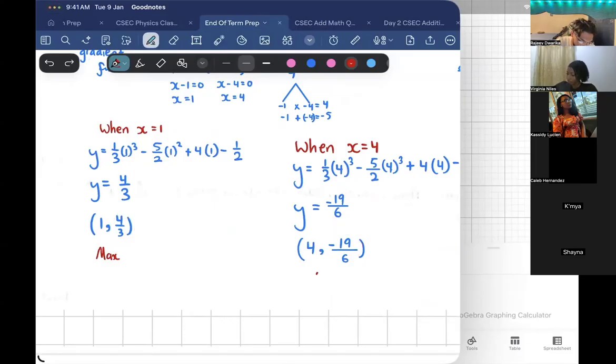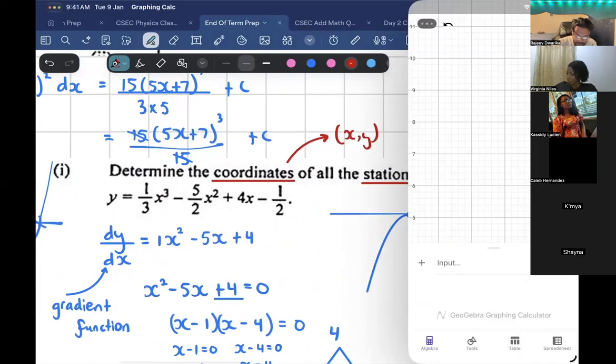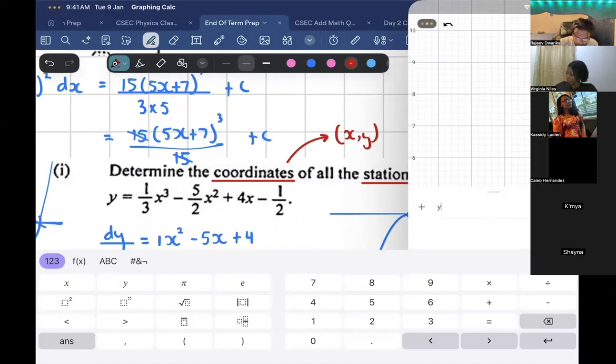Yes, sir. Good. Now again, seeing is believing, so let's do a sketch of the graph. So y is equal to 1 over 3. If I do any funny business, somebody would tell me, right? Like, I have a habit of plugging in things wrong.